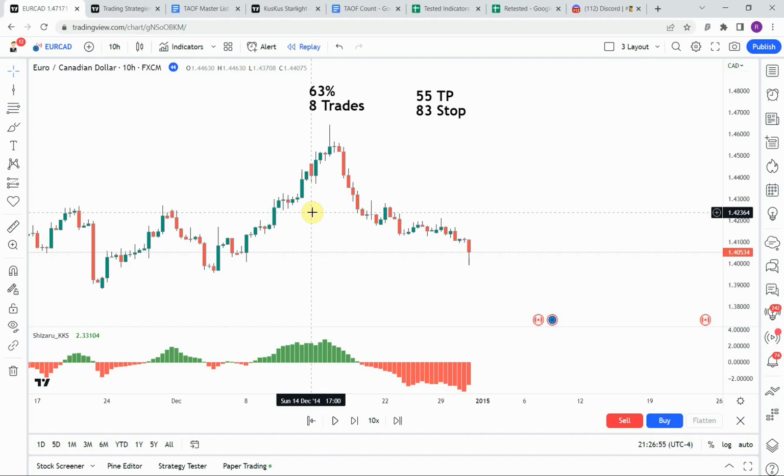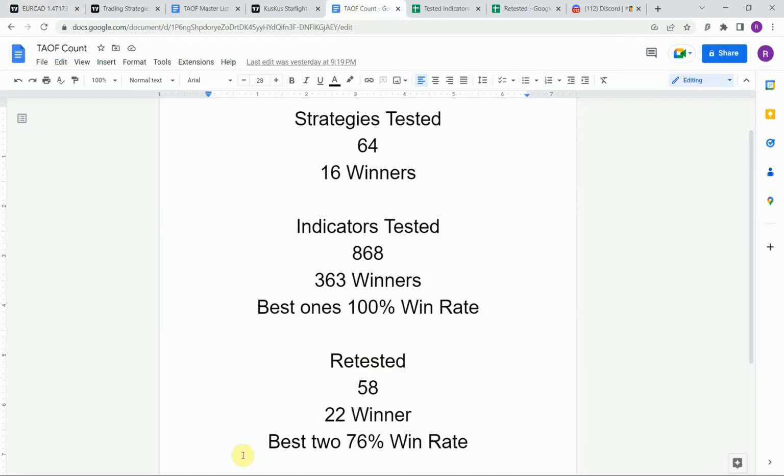Alright, as I said, today we will be looking at an advanced testing of the KusKus Starlight indicator. Before we do though, I wanted to put the testing scoreboard up for everyone to see. So to date, we have tested a total of 64 different strategies, with 16 of them being profitable. We've also tested a total of 868 indicators, with 363 of them being winners. The best ones so far were able to achieve a 100% win rate.